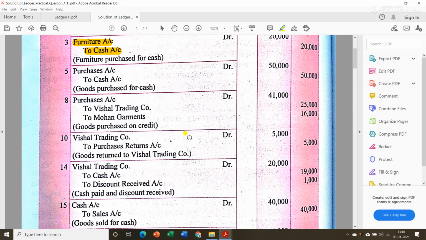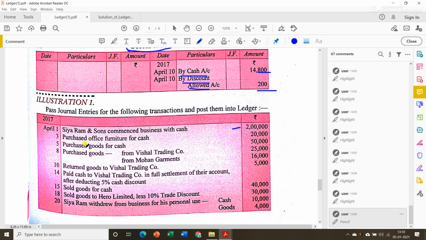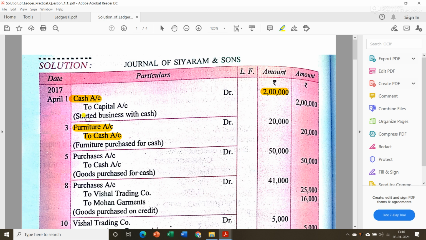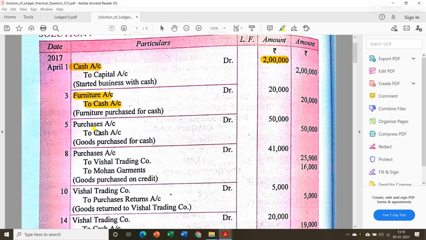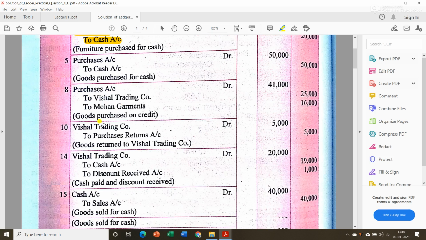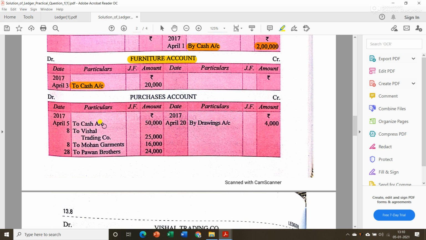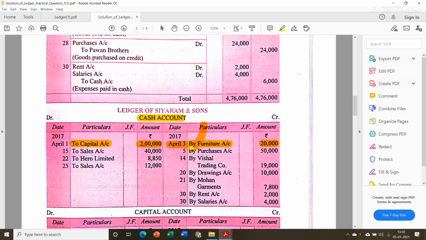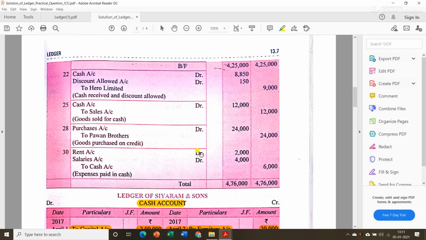Okay, then next journal we have purchased goods for cash rupees 50,000. So we will pass journal entry purchases account debit to cash account. So we don't have purchases account in ledger, so we will prepare purchases account in here. We will write to cash account on debit side 50,000, but we have already prepared cash account earlier. So in cash account on the credit side we will write by purchases on April 5th rupees 50,000.